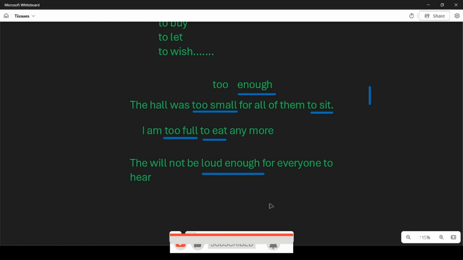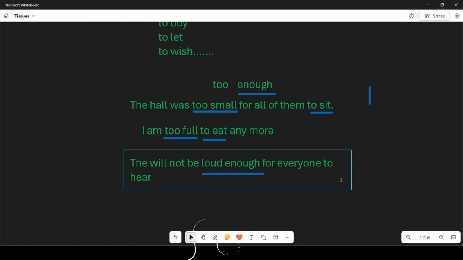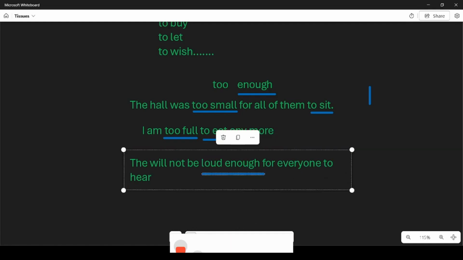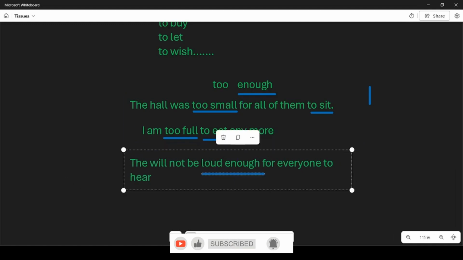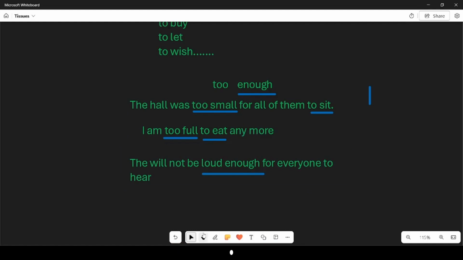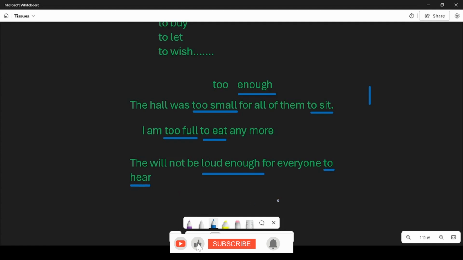It will not be loud enough for everyone to hear. So we have "to hear." Let's see. To hear. The speech will not be loud enough for everyone to hear. So that's the to-infinitives. We use them a lot along with the words "too" and "enough." Now let's go and discuss what participles are.